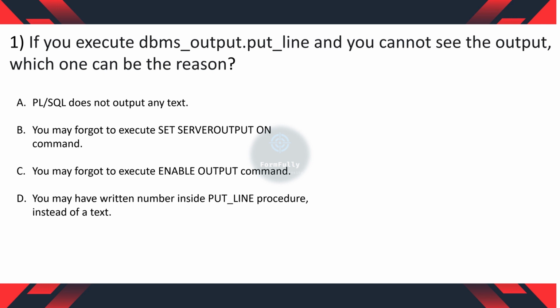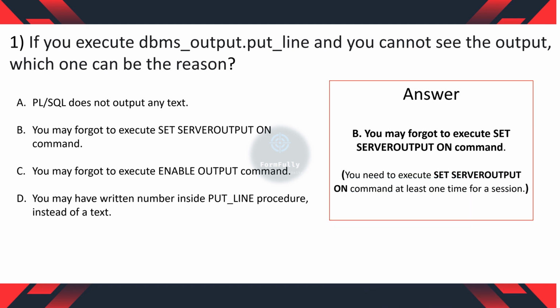Question 1. If you execute DBMS_OUTPUT.PUT_LINE and you cannot see the output, which one can be the reason? A. PL/SQL does not output any text. B. You may have forgotten to execute the SET SERVEROUTPUT ON command. C. You may have forgotten to execute the enable output command. D. You may have written a number inside the PUT_LINE procedure instead of text. The correct option is B, because at least one time for a particular session you need to execute the SET SERVEROUTPUT ON command.